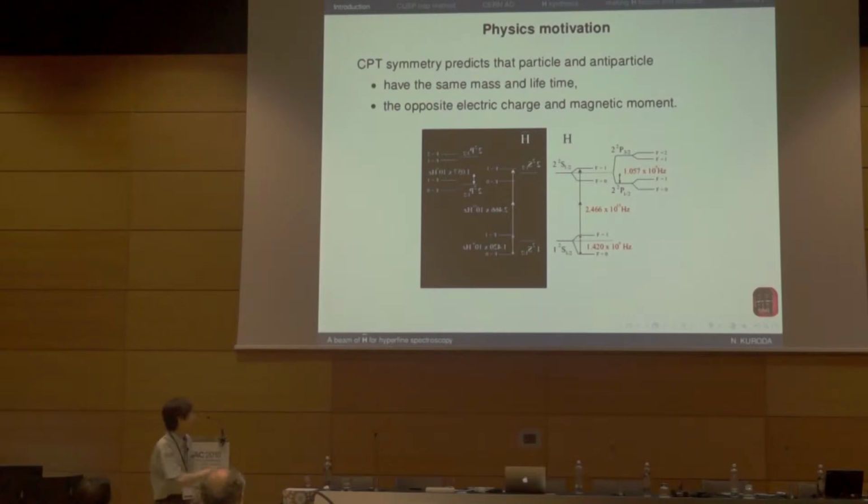CPT means charge conjugation, parity transformation, and time reversal. Already some experiments tell us that parity transformation or combined CP transformation are found to be violated in some physical systems. So CPT is the last one to test experimentally. And recently some theories propose CPT violating models. Actually some models say this phenomenon can appear even in atomic systems.